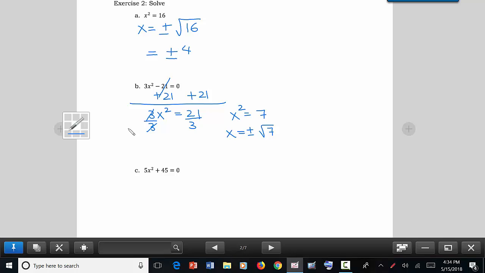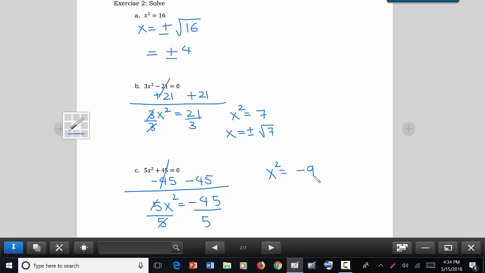But if we have three terms, usually we use the factoring method we have learned so far, but we do have a few other ideas we will be learning in today's class. Now here I want to isolate, subtract 45 from both sides, cancel out. So it is 5x squared equals negative 45. Divide both sides by 5, cancel out. So that gives x squared equals negative 9.